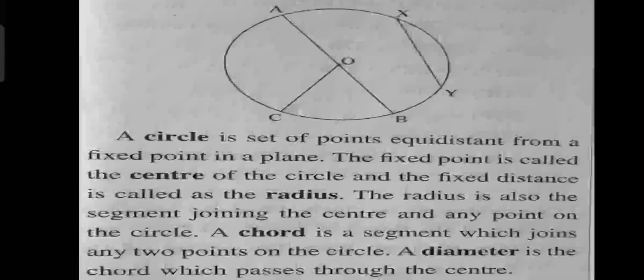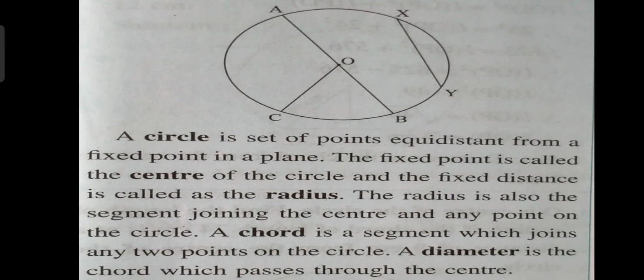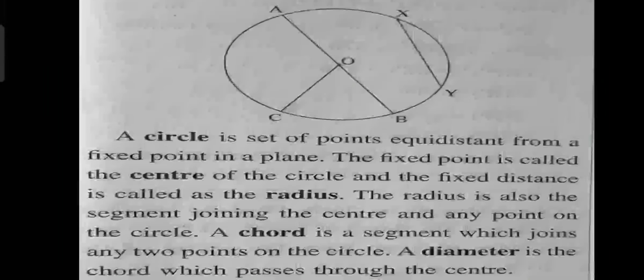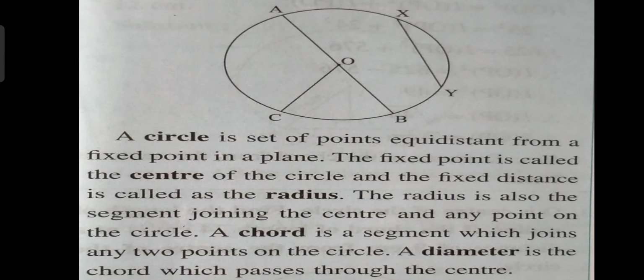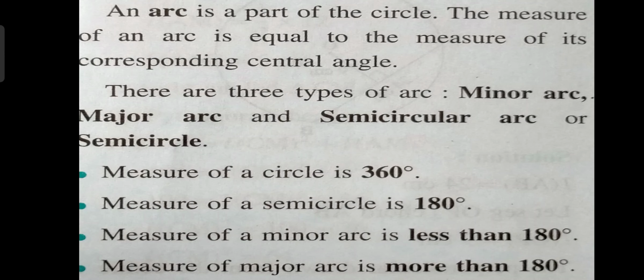The fixed point is called the center of the circle, and the distance from the fixed point to the circle is known as the radius. The radius is also the segment joining the center and any point on the circle. Here we have O as the center, and OC, OA, OB are the radii of the circle. A chord is a segment which joins any two points on the circle, and a diameter is the largest chord, which passes through the center.